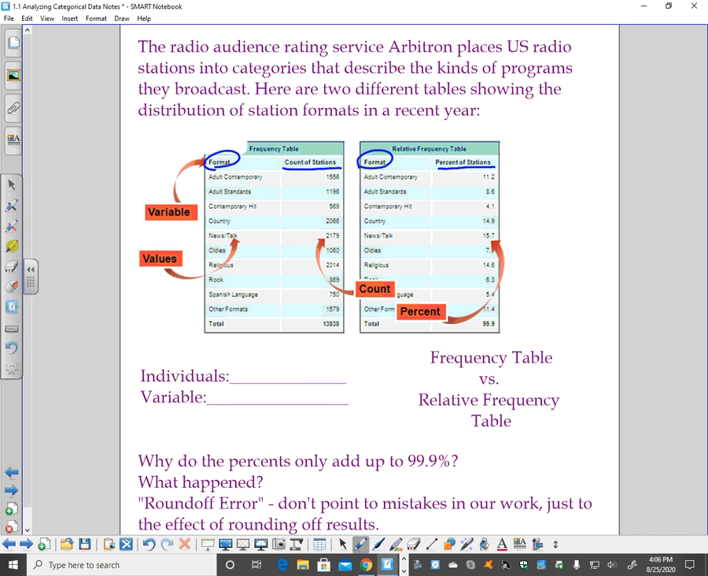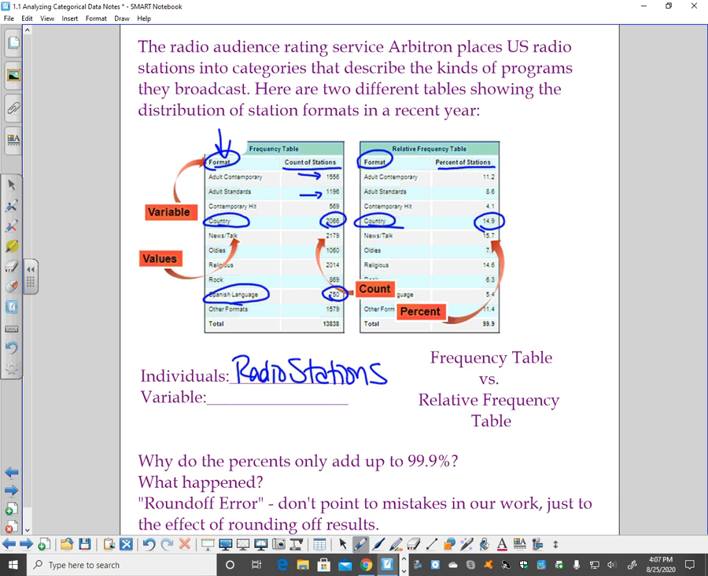So I've got, it's a little fuzzy, it looks like 2,066 country stations. I've got 750 Spanish language. I've got 14.9% country. Okay, so the individuals here is not the format. It's what are these counts made up of, and they are made up of radio stations.